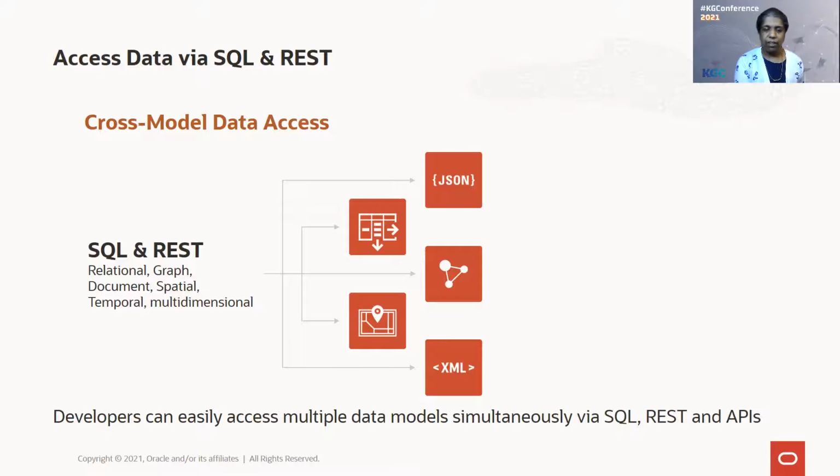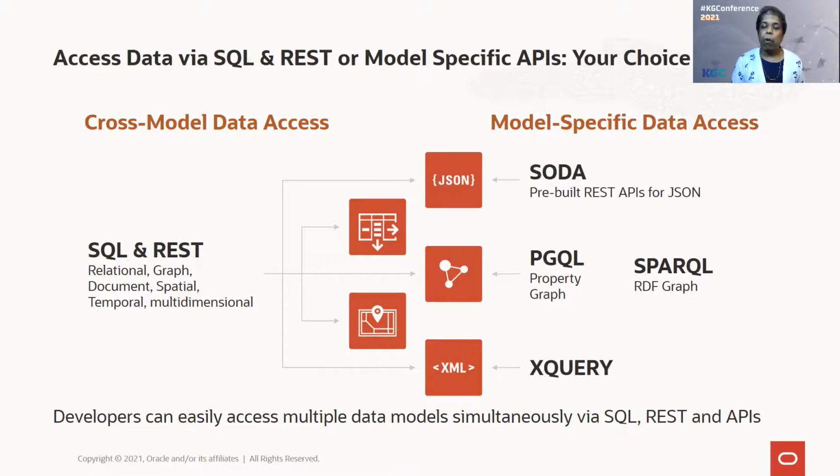And when they're working with these different models, they can use SQL to access these different data types, or REST APIs, or they can use model-specific languages. For example, if they're working with RDF graphs, SPARQL would be, of course, the language of choice. If they're working with XML data, XQuery would be the language of choice. So developers have a choice of either using SQL to query graphs, to query JSON, to query relational data, or they can use model-specific data languages for querying and accessing data in these different data models.